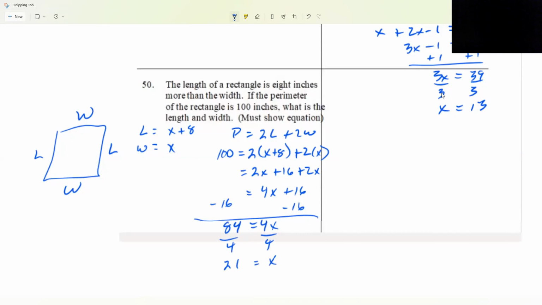So what does that tell you? That tells me that the width is 21 inches, and that the length is going to be 21 plus 8, so it's going to be 29. You can check this really easily. 29 plus 21 is 50, and then just double it, and you get 100. So you know you've done it right.